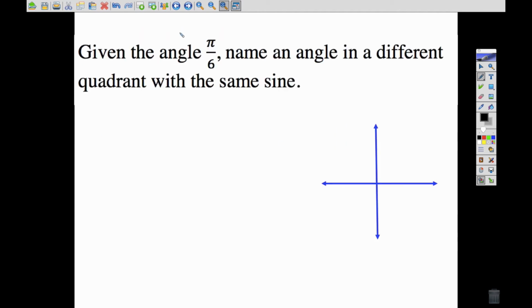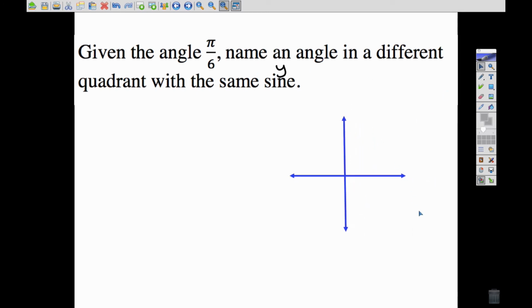Okay, so let's look at a couple where we are trying to find a different angle or in a different quadrant that has the same sign. Okay, so sine is the y value. So I'm thinking about that. I'm looking for two angles in different quadrants that will have the same y value. So first of all, I'm looking for pi over 6. And that one happens right here.